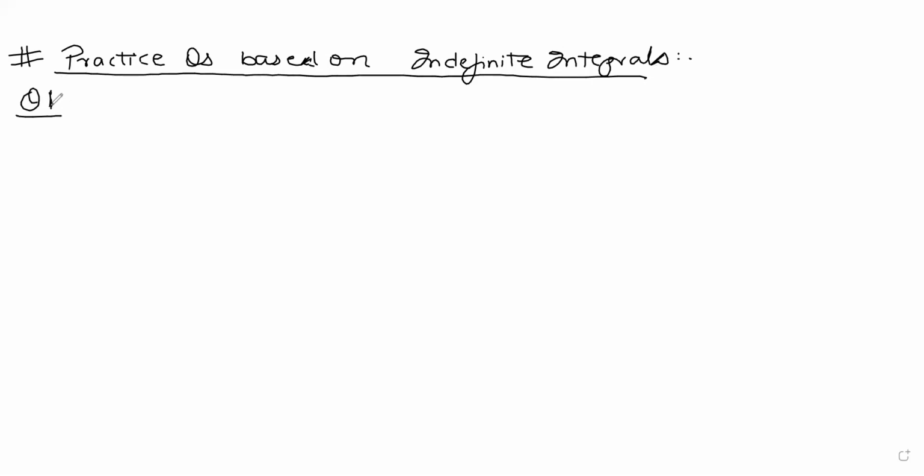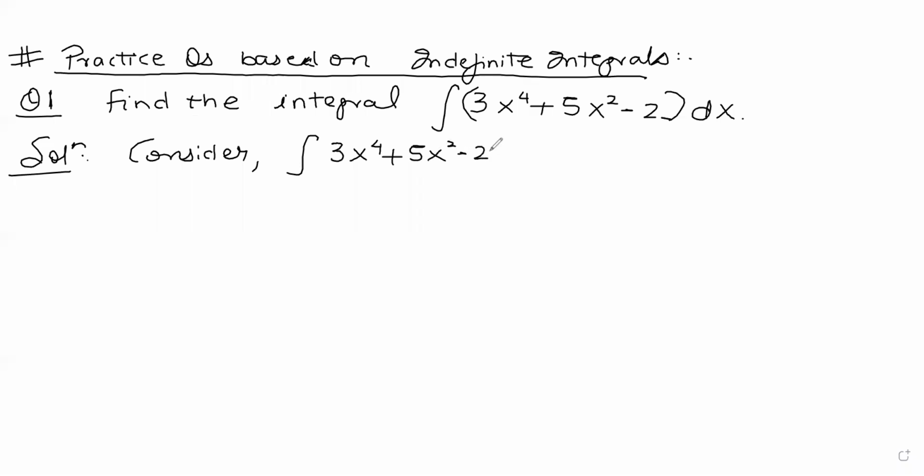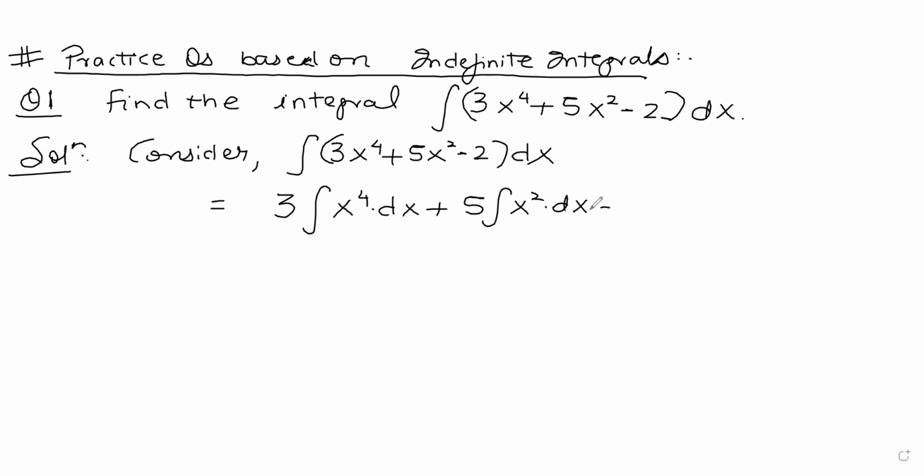So question number one for this lecture: find the integral (3x^4 plus 5x square minus 2) times dx. Let's quickly solve this, guys. So consider integral of 3x^4 plus 5x square minus 2 times dx. Now this I can write as 3 times, constants come out. All constants will come out of the integral.